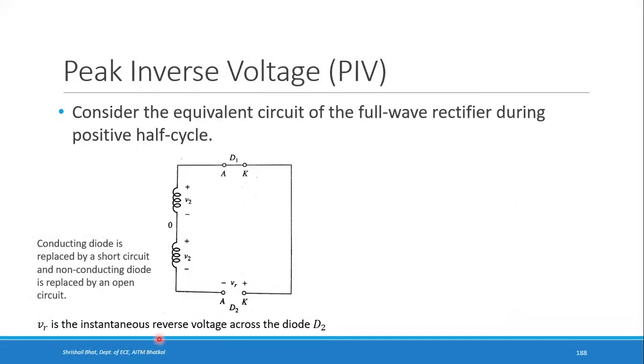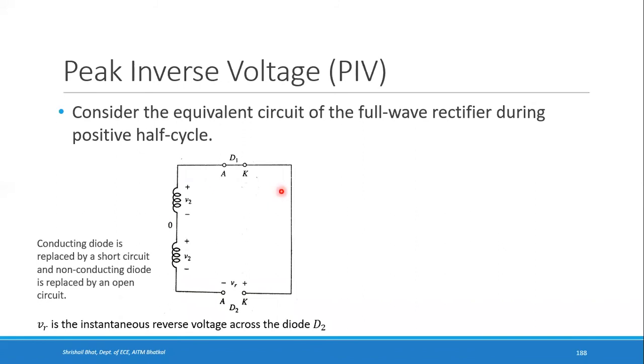This is the secondary, right? So it's a center tap transformer. So we have equal voltages induced in both halves of the secondary, V2 in the upper half, V2 in the lower half also. While finding the peak inverse voltage in the equivalent circuit, we will eliminate the load. We will remove that load. We just want the reverse voltage across the diode.